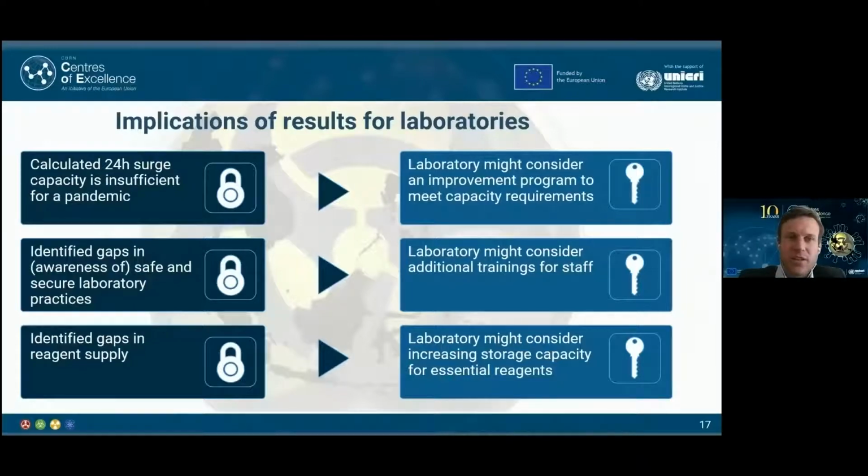A potential outcome might be identified gaps in awareness of safe and secure laboratory practices. And the lab might decide to develop a new training program for laboratory staff. It can also identify gaps in reagent supply. And the laboratory might consider increasing storage capacity for essential reagents.